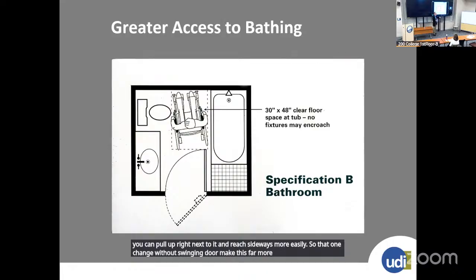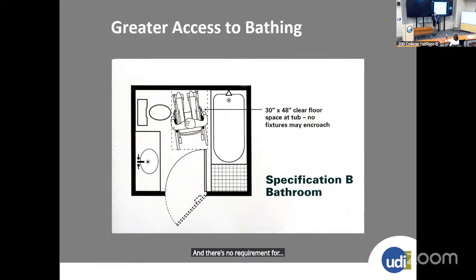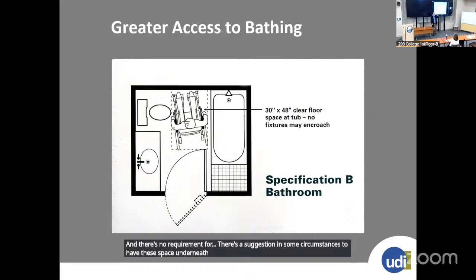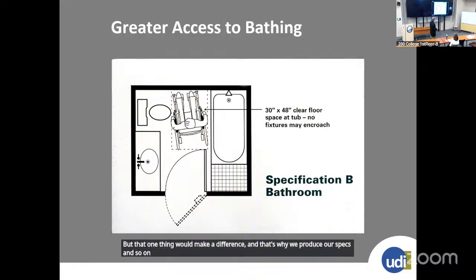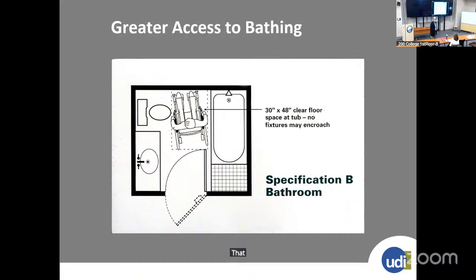You still can't turn around, right? And there's no requirement for, there's a suggestion in some circumstances to have knee space underneath here, but that's only if you can't do certain other kinds of requirements. But that one thing would make a difference, and that's why when we produce our specs, we always call for that being on the opposite wall, opposite end of the tub and bathing fixture.